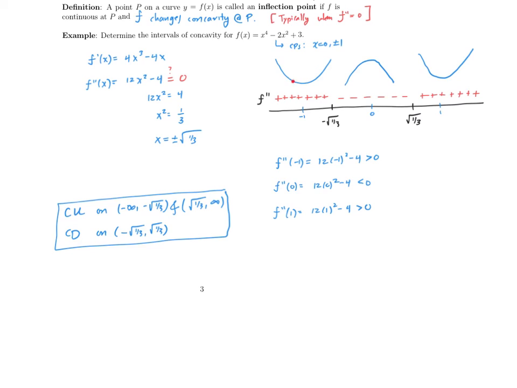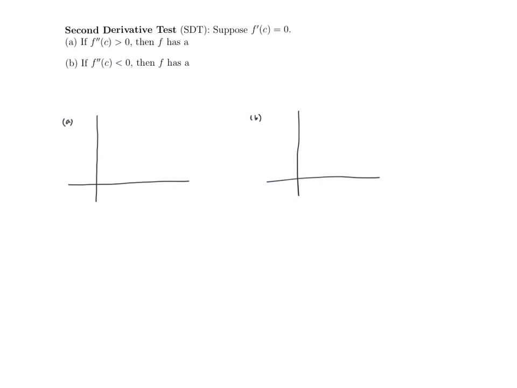If you are concave up at a critical point of minus 1, that means it's going to have to be a local minimum. If you are concave downward at a critical point, it must correspond to a local maximum. And this intuition is exactly what the second derivative test tells us. The second derivative test is a very convenient way to classify a critical point as a local maximum or a local minimum.